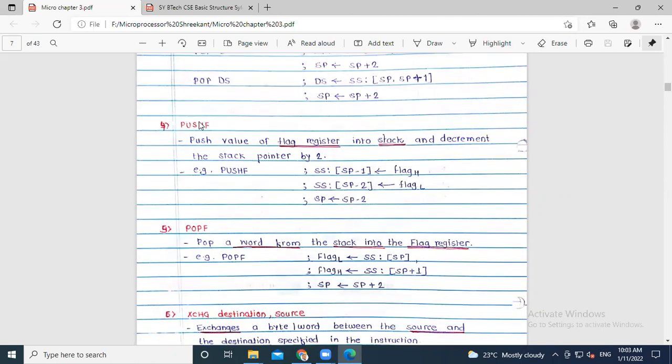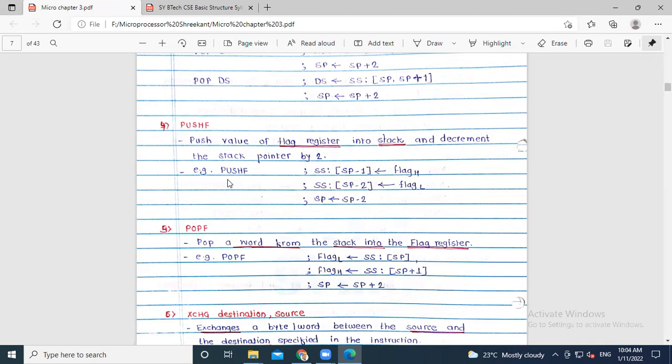The next one is PUSHF. Here the F indicates the flag. A flag means it is either in the high state or in the low state. If it is in the high state, you have to remove; if it is in the low state, it is active. Active and inactive. So in PUSHF, the value of the flag register is pushed into the stack and the stack pointer is decremented by 2, the same as push. It is a push operation, only with the flag register.